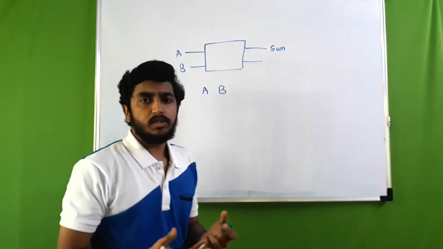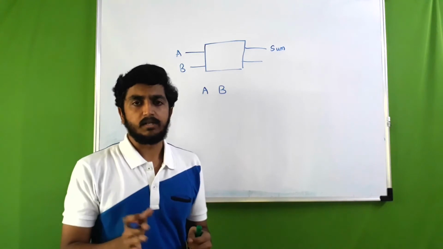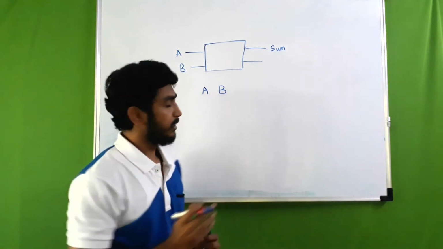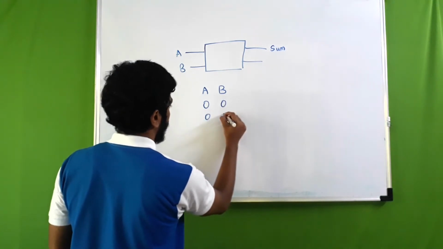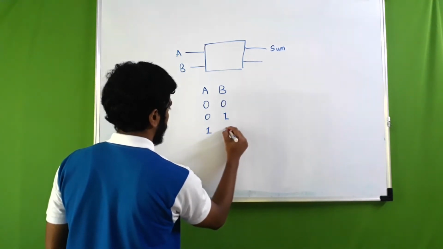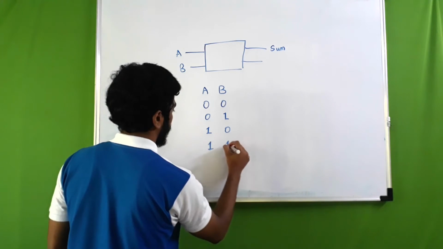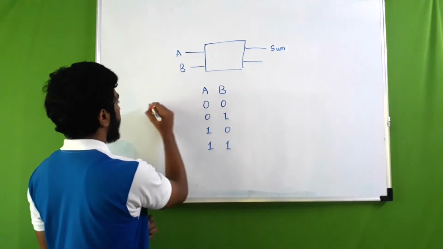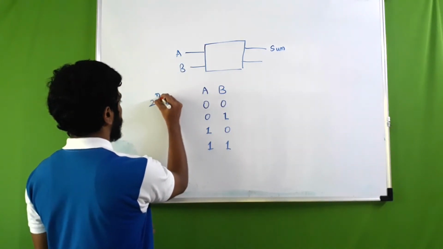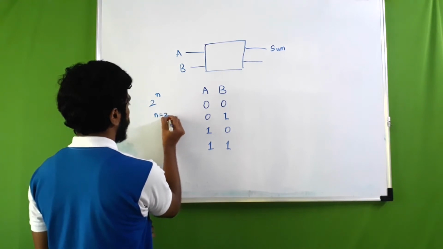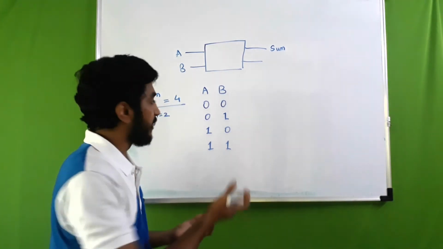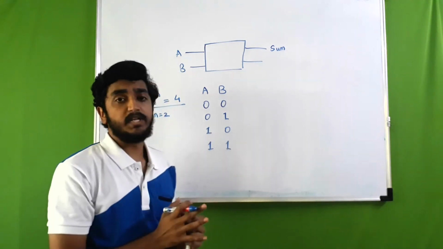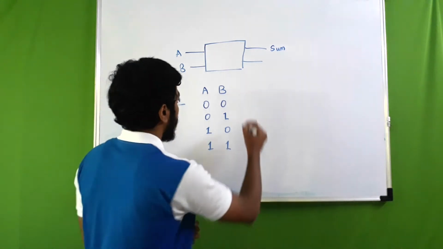A and B both can have 0 or 1, the binary values. So considering this, the possible combinations are 4. I can also say I have two variables, so 2 raised to the power n, where n is equal to 2. By this also I can quickly get that I will have 4 combinations with 2 variables.